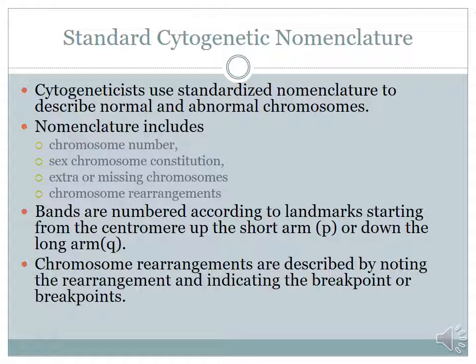We will begin to look at some of the standard cytogenetic nomenclature. The cytogeneticists use a standardized nomenclature to describe normal and abnormal chromosomes. To begin with, the nomenclature includes chromosome number, sex chromosome constitution, extra or missing chromosomes, and chromosome rearrangements. Bands are numbered according to landmarks starting from the centromere up the short arm or down the long arm. Remember that the short arm is P and the long arm is Q. Chromosome rearrangements are described by noting the rearrangements and indicating the breakpoint or breakpoints.